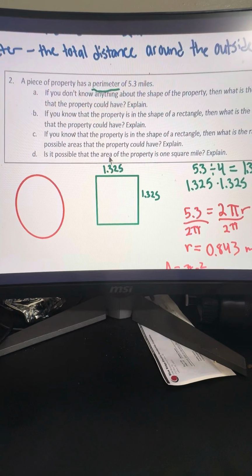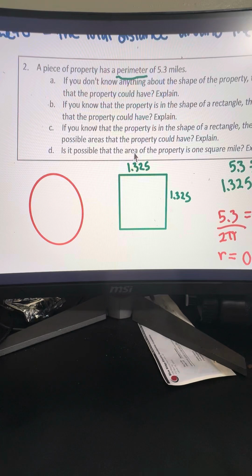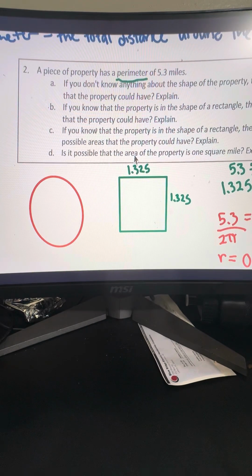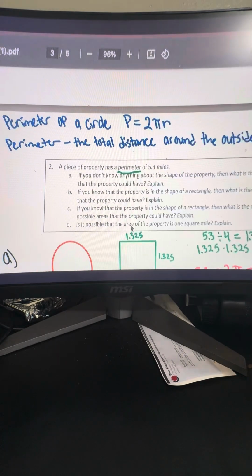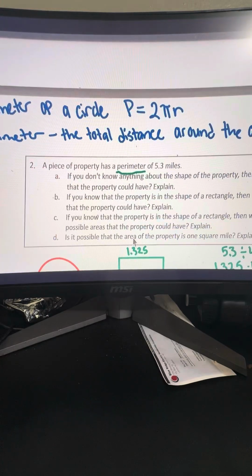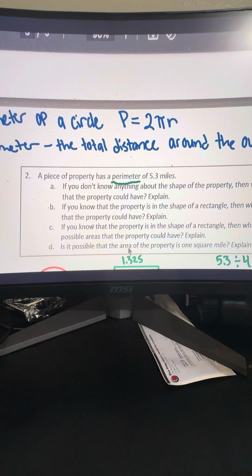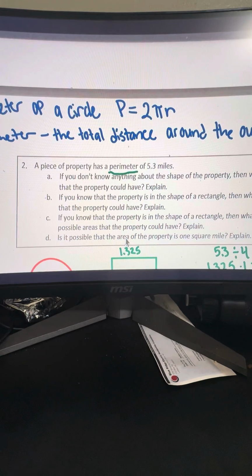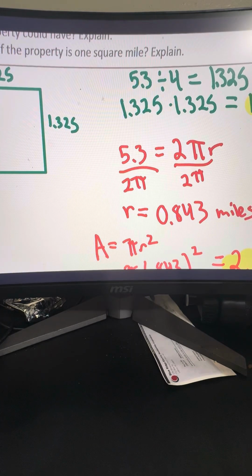So let's figure out what this area would be given that the perimeter is 5.3 miles if the property is a circle. Okay, so what we need to know for that one is the formula to find the perimeter of a circle and the formula to find the area of a circle, which are written up here. We can see that perimeter of a circle equals 2 pi r. Awesome. So since we're already given the perimeter, we can plug that right in where P is, which we did down here. 5.3 equals 2 pi r.